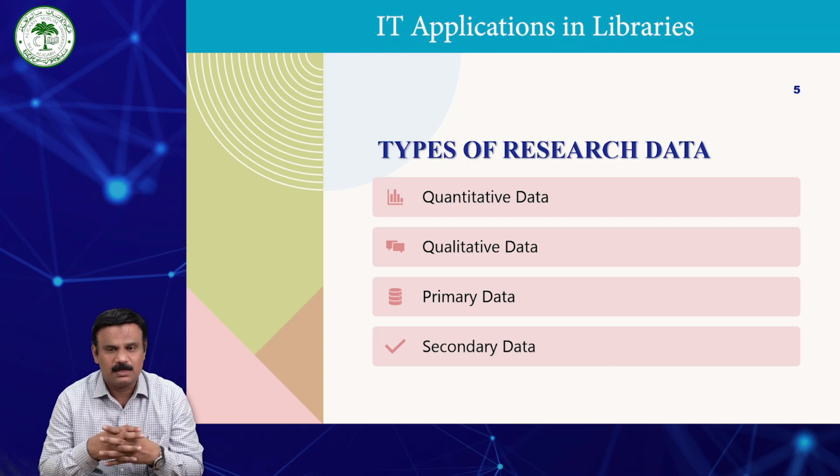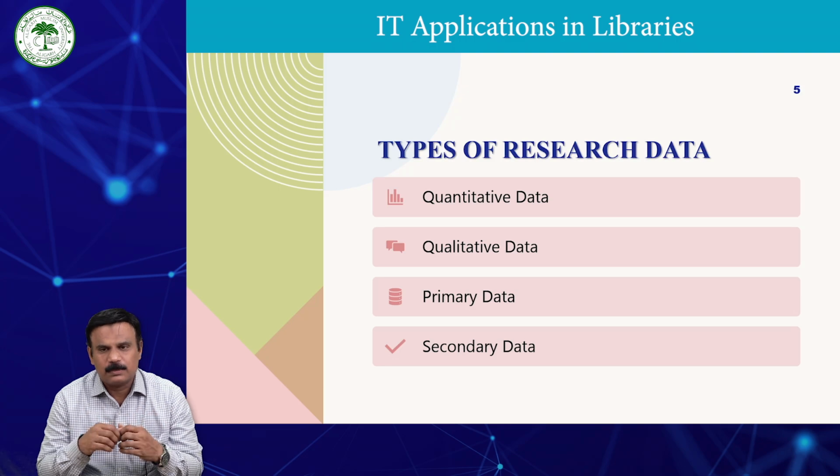Secondary data, on the other hand, is data that has already been collected and recorded by others. This data is typically available through sources such as books, reports, government publications, and online databases.